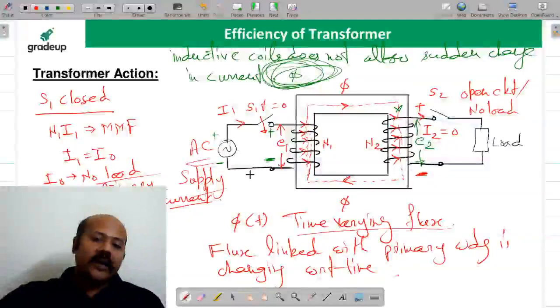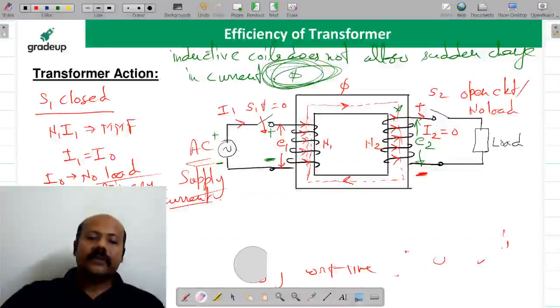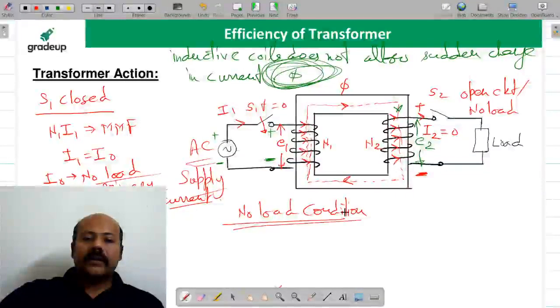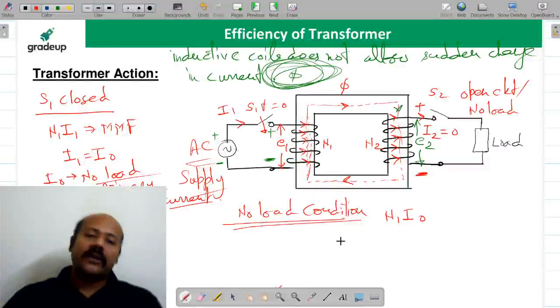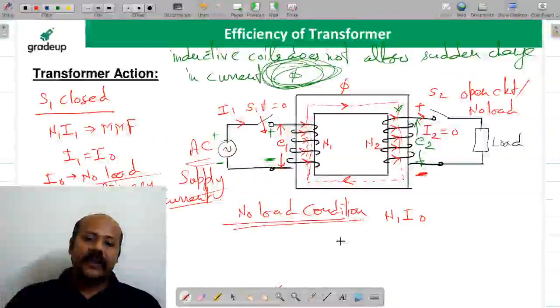When there was a no load condition, I am writing it here so that you can see it. Just listen to me. In case of no load condition, at the primary winding, what was the MMF? That MMF was N1 I0. What was I0? I0 was the no load current, the no load current at the primary side. Yes or no? I hope you are getting this.